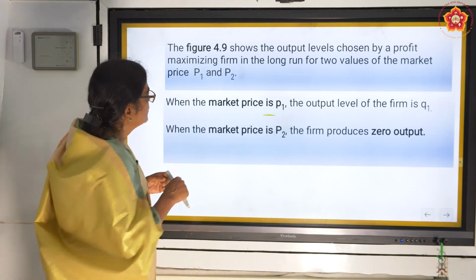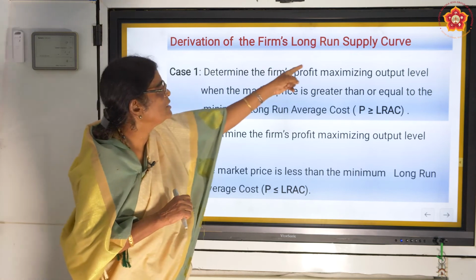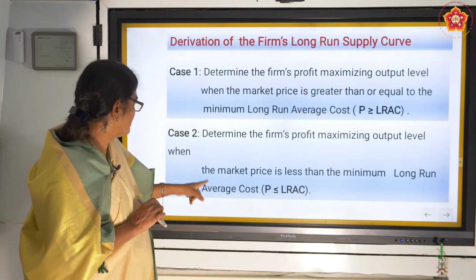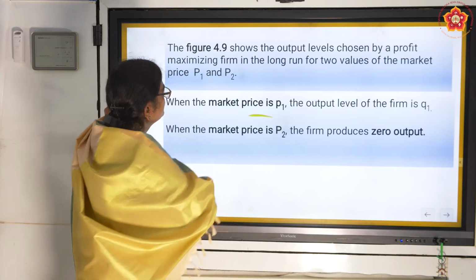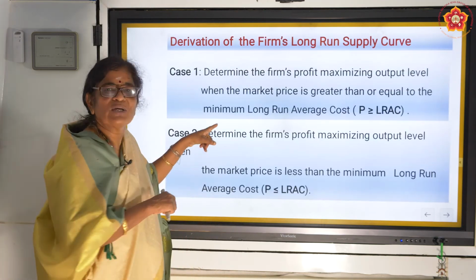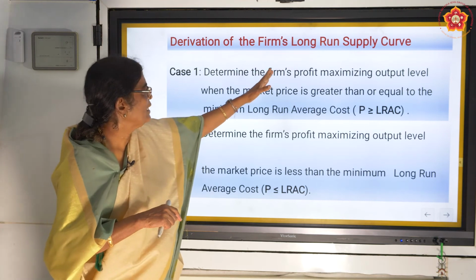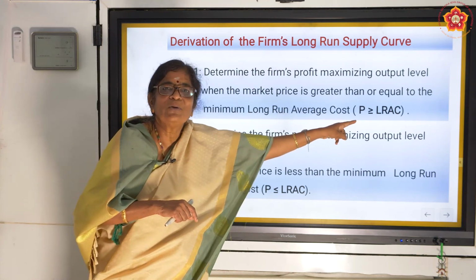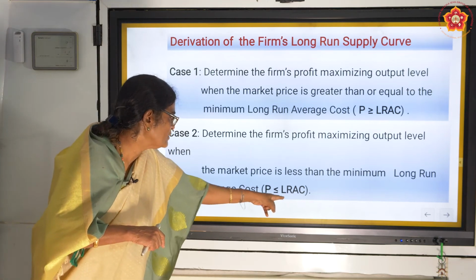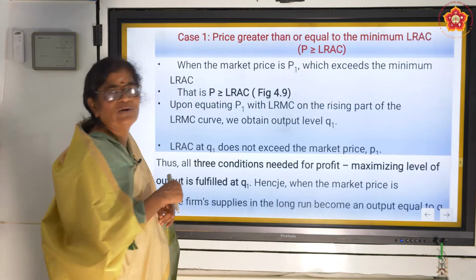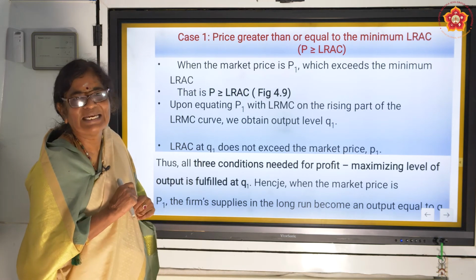The next one: derivation of the firm's long run supply curve, case 1 and case 2. Case 1 is P greater than LRAC, so you will produce the maximum level of output. Case 2 is P less than LRAC, therefore you are producing zero level of output. I have explained this with the diagram again and again.